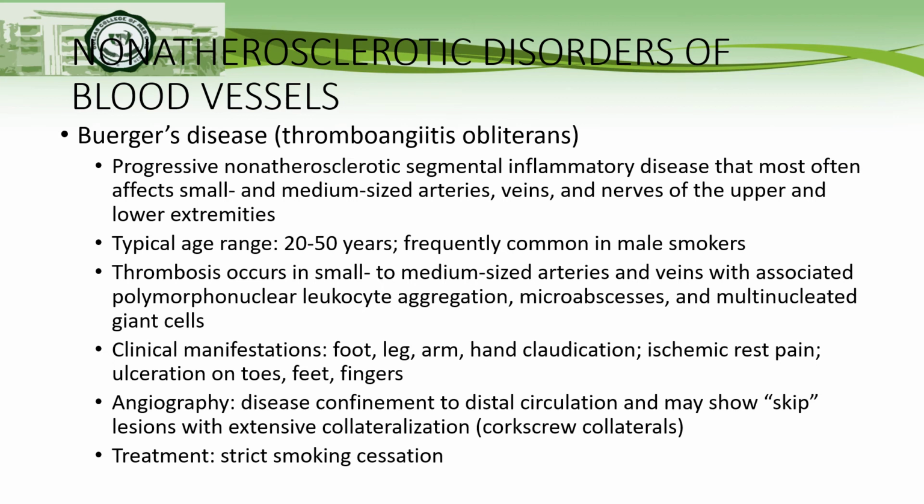Angiography may show disease confinement to the distal circulation and may show skip lesions with extensive collateralization, aptly termed the corkscrew collaterals. Treatment for this is strict smoking cessation. So, in patients who are actually able to abstain, disease remission is impressive and amputation is avoided.